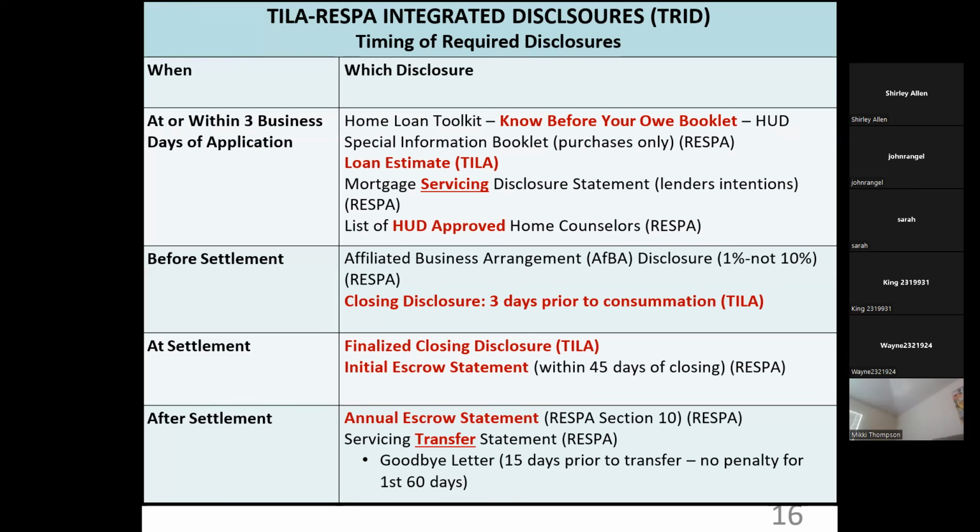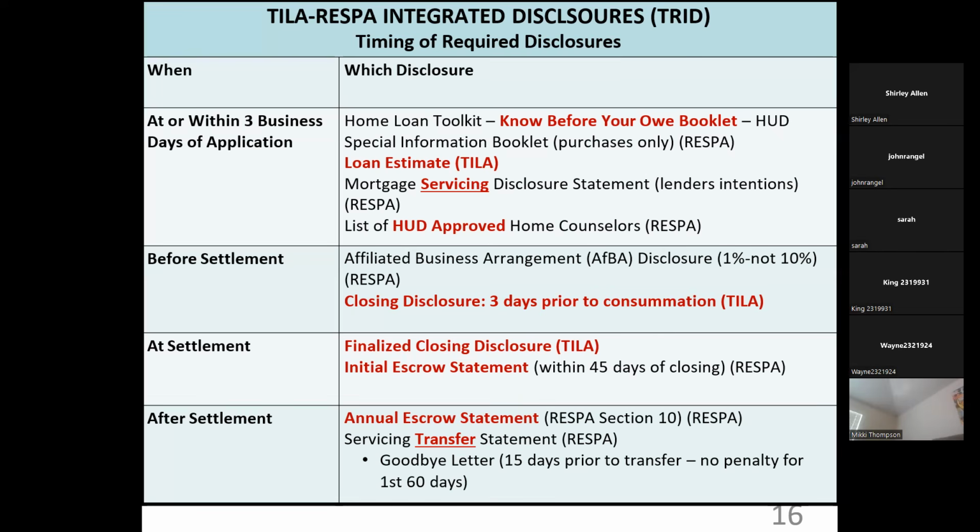The servicing transfer statement now comes out after the loan closes because the lender has made a decision. They made a decision to transfer the loan. So once they make that decision to transfer the loan, it's a goodbye letter. They've got 15 days to notify the consumer, and there won't be any penalties on that consumer for 60 days if they don't know where their servicing has been transferred. So back to looking at the mortgage servicing disclosure statement within 3 business days, that's when they indicate to the consumer that we may not keep it.